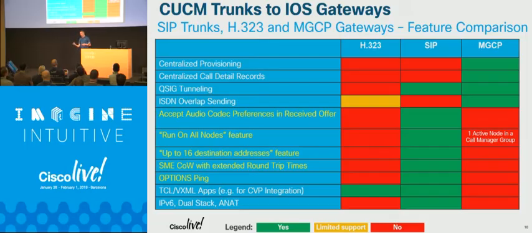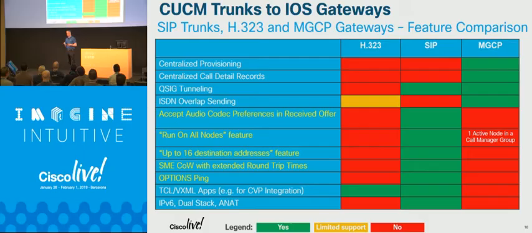So there's configuration work to be done if you're using a H323 gateway or a SIP gateway, but again, with a SIP gateway, what you get are more features there. Again, what you'll see here is that things like run on all nodes and up to 16 destination addresses is there for SIP gateways, but not for H323 or MGCP. And that was really my fault when I asked the development team, I said, can we do run on all nodes and multiple destination addresses for trunks? That's exactly what they did.